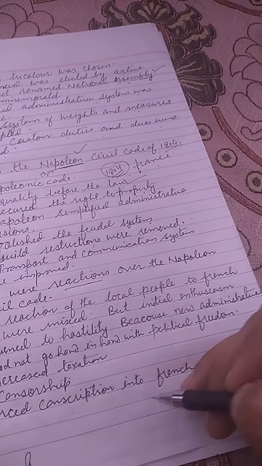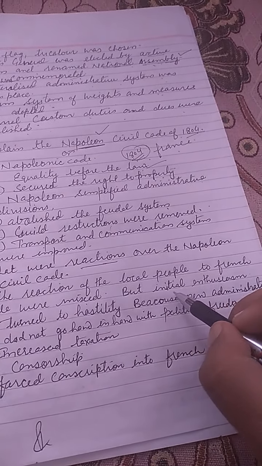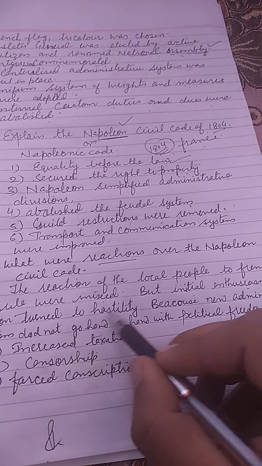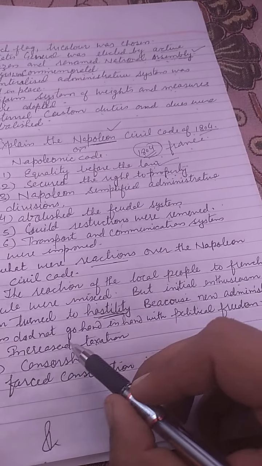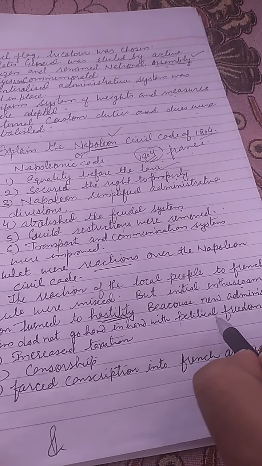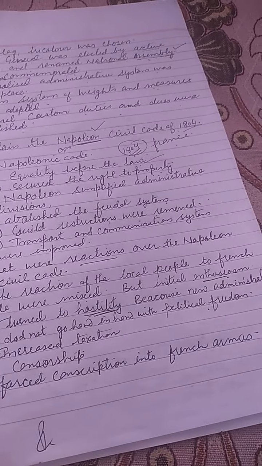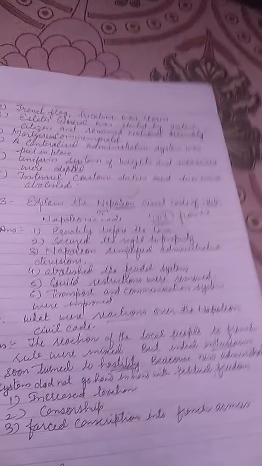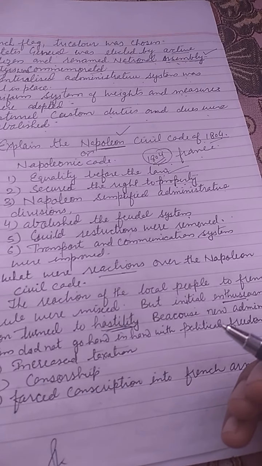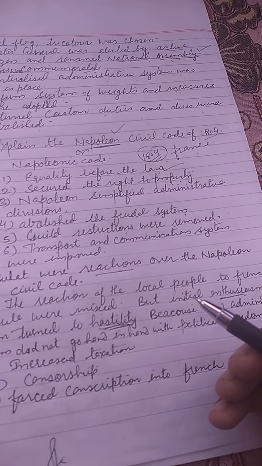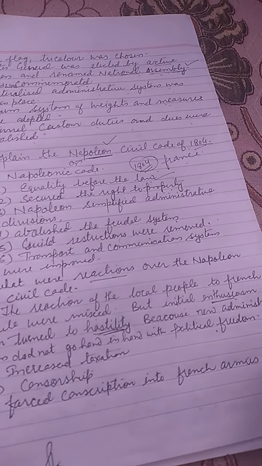Earlier, people welcomed the French armies for the change, but the initial enthusiasm soon turned into hostility, and the new administrative system did not go hand in hand with political freedom. The problem is that the earlier enthusiasm converted into hostility, because people first liked the change brought by Napoleon. They thought Napoleon had become a savior, a messiah, and he modernized France.